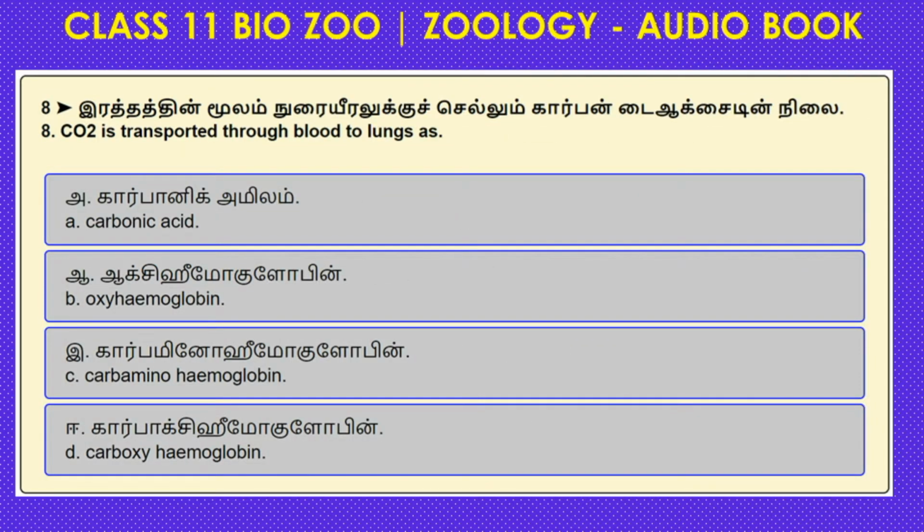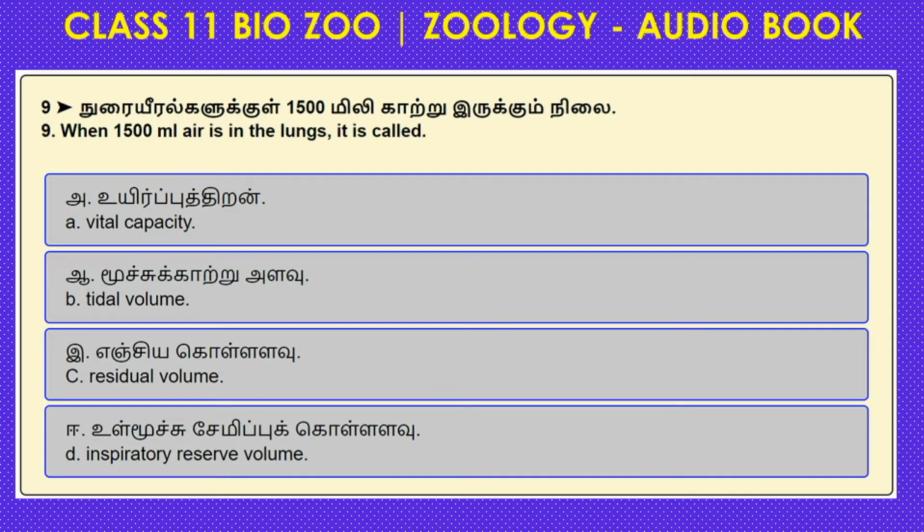Question number 8. Carbon dioxide is transported through blood to lungs as A. Carbonic acid, B. Oxyhemoglobin, C. Carbaminohemoglobin, D. Carboxyhemoglobin. Answer to this question number 8 is option C. Carbaminohemoglobin.